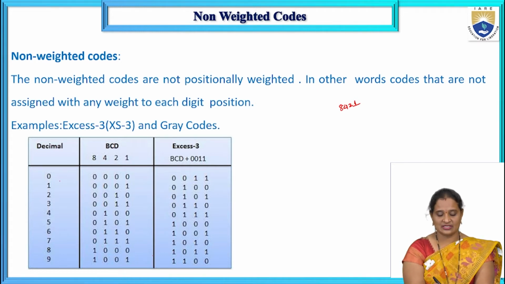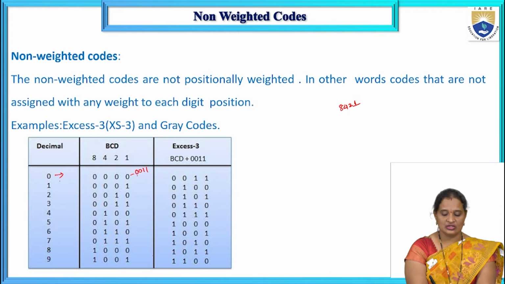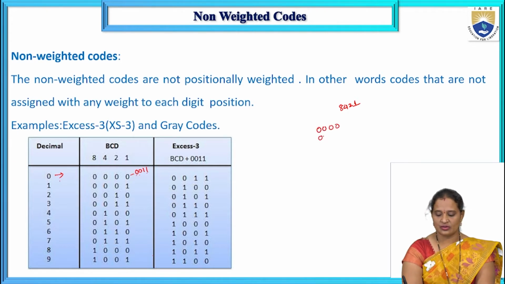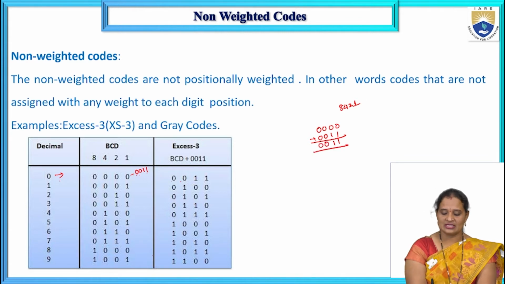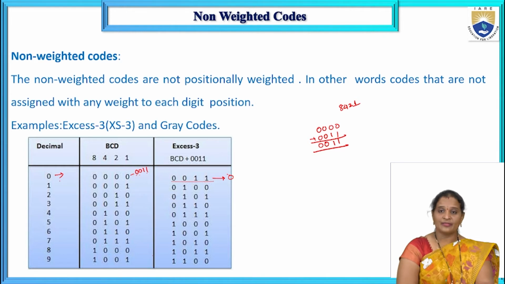Now the respective XS3 code for decimal number 3 is obtained by adding 0011 to its BCD code, 0011. So if I add 0011 and 0011, what will I get here? 1 plus 1 is 0 with a carry 1, 1 plus 0 plus 1 is 0 with a carry 1, 0 plus 0 plus 1 is 1, so that is 0110. This is the XS3 code for decimal digit 3.